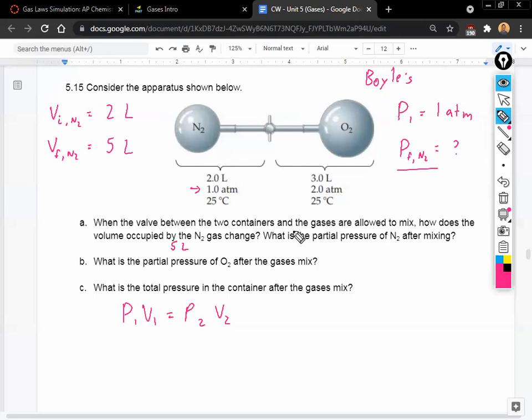Okay, so I'll give you guys another minute now. You guys can plug and chug into the equation, and I want you to calculate P2, which is the final pressure of nitrogen. Maybe another 20 seconds or so.